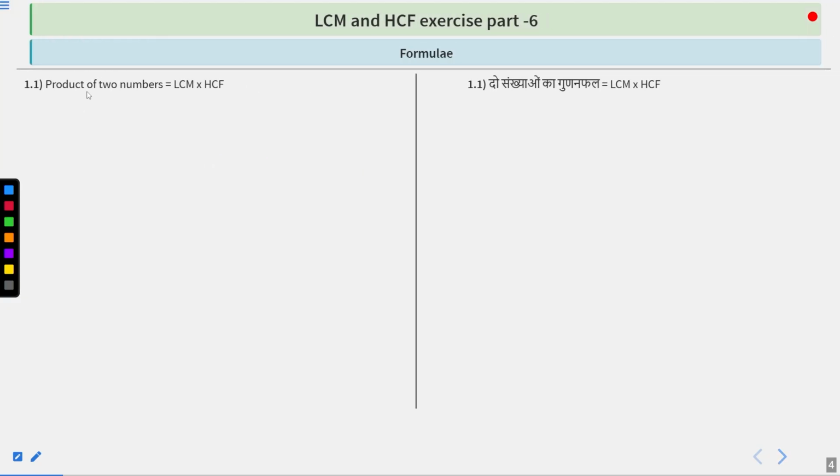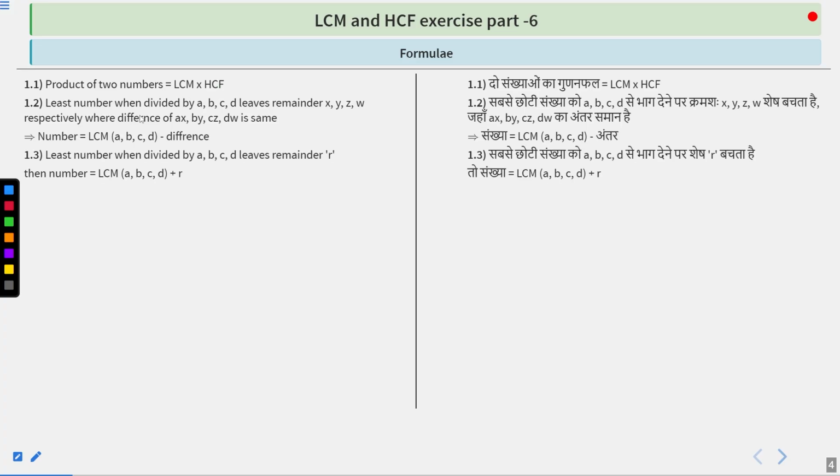Now these are the formulas: product of two numbers is equal to LCM into HCF. Least number when divided by A, B, C and D leaves remainder X, Y, Z and W respectively, where the differences A minus X, B minus Y, C minus Z, D minus W are the same. Then the number is LCM of A, B, C, D minus the difference. Least number when divided by A, B, C, D leaves remainder R in each case, then the number is equal to LCM of A, B, C, D plus remainder.